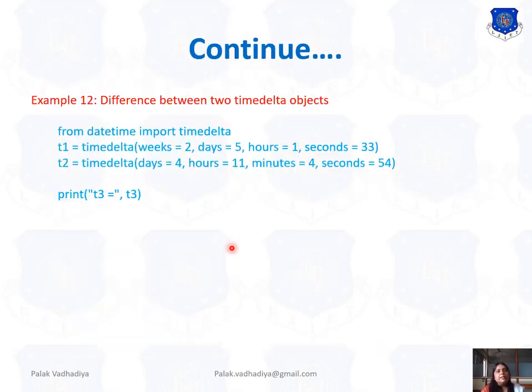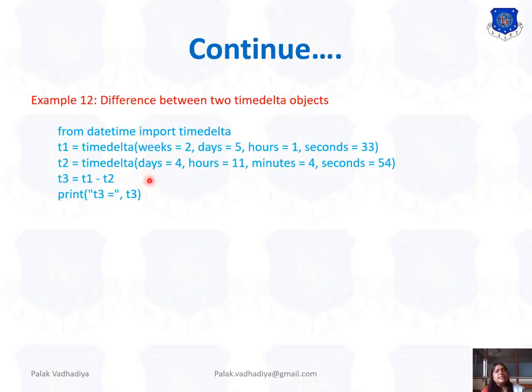Now next, simply see here that we want to calculate the difference between two timedelta objects. Here I just specify the weeks, that is 2, days are 5, hours is 1, and seconds equal to 33. And for timedelta, here I specify the class, it's the timedelta class. And then here I specify the days, hours, minutes and seconds. It is not fixed that every time you have to give the same format, because if I want to calculate the difference between T1 and T2, it is not necessary that in T2 I also have to specify weeks, days, hours and seconds.